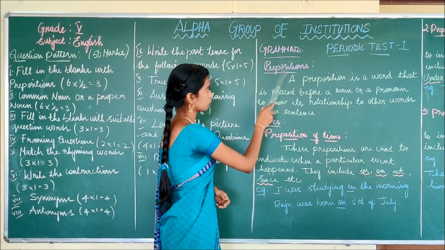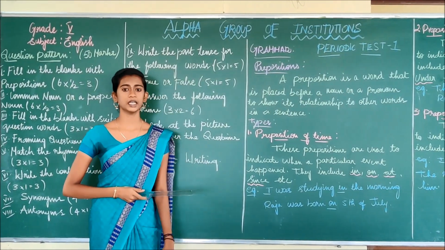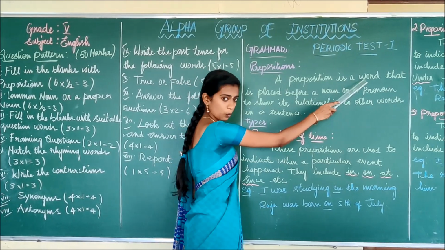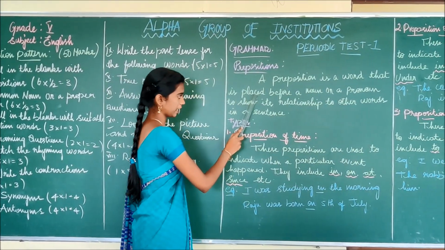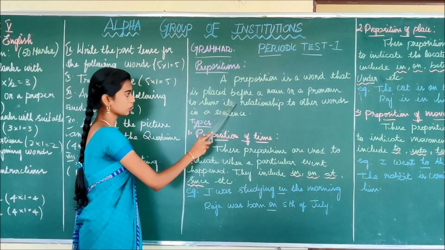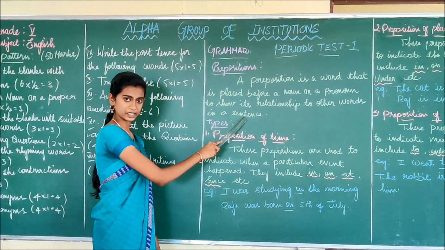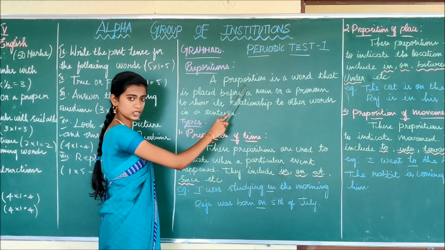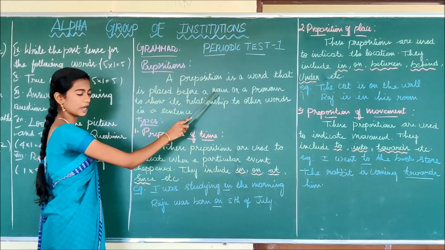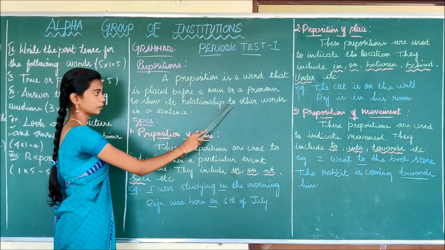Okay. First one, prepositions. What is this? Prepositions. Now let us see the definition of preposition. A preposition is a word that is placed before a noun or a pronoun to show its relationship to other words in a sentence. Okay?